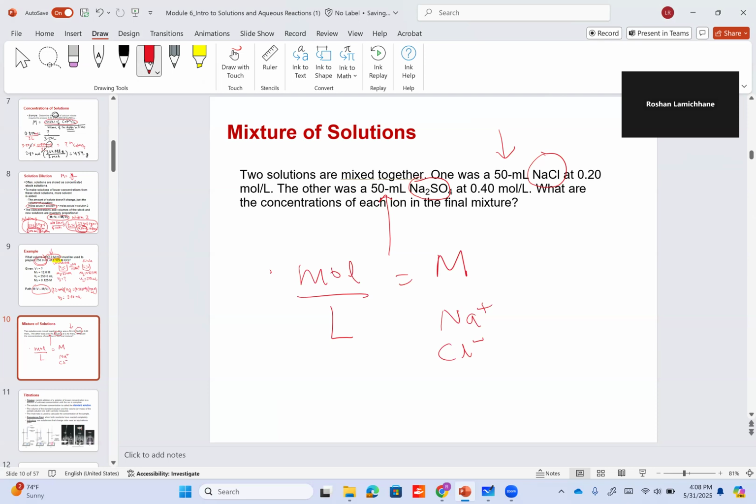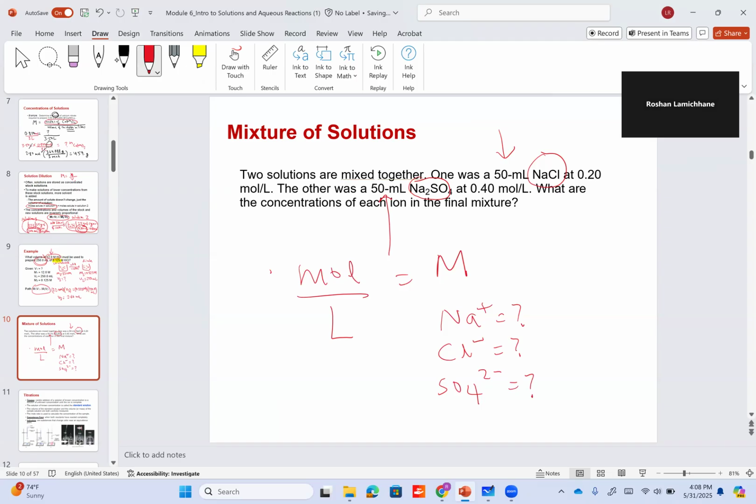And then the other one has Na+ ion, which we're going to see how that changes when we add those together. And also the concentration of SO4 2- ion. So these are my question marks. So I'm trying to figure out the concentration of all these, right?